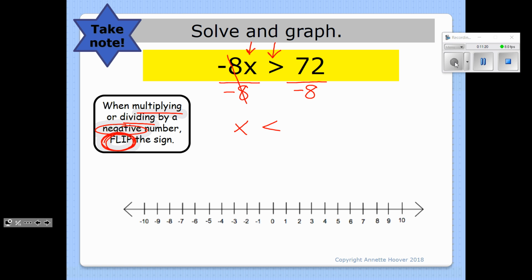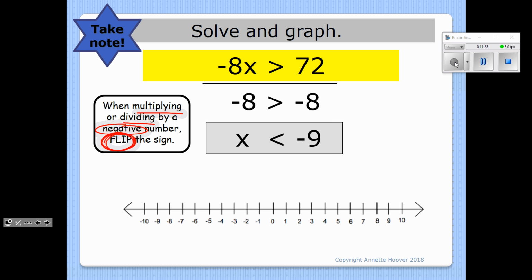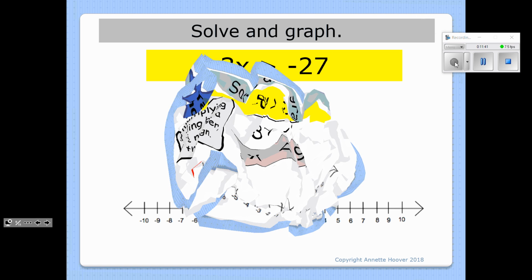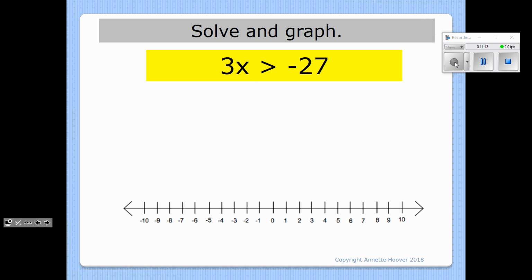And 72 divided by negative 8 is negative 9. So the solution is any number less than negative 9. And the variable being on the left shows us the direction that the arrow goes. So we put a circle dot on negative 9 and it goes to the left. We flipped the sign. This is a very important rule. Now look at this example.